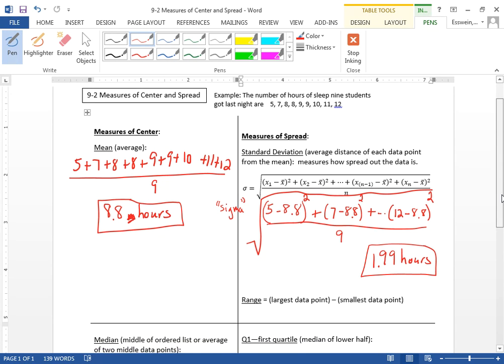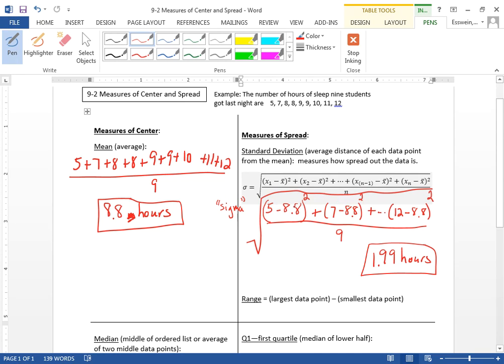You might be asking, if we want to find the average distance from the average, why do we bother squaring and then taking the square root of all these? So the numbers aren't negative, because sometimes the difference is negative.